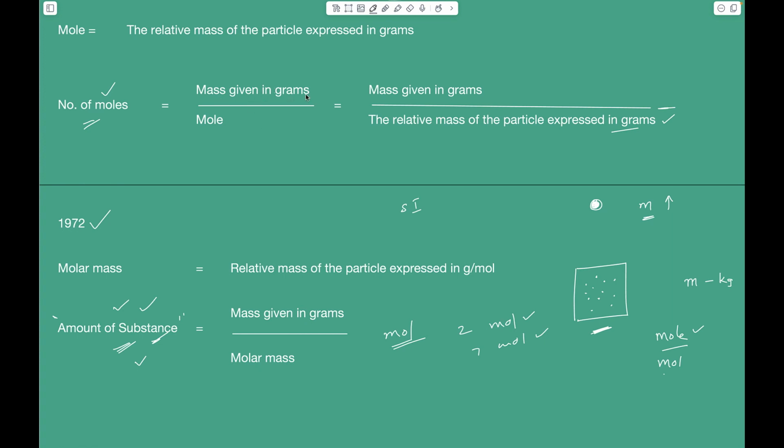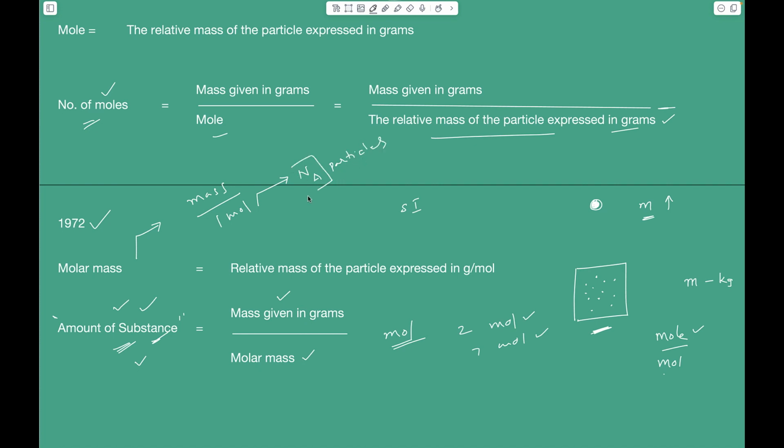Now, given the mass of the substance in grams, how do you find out the number of moles? You divide the given mass in grams with mole, that is the relative mass of the particles expressed in grams. Similarly, to get the amount of substance, you have to divide the given mass in grams with what is called molar mass. What is molar mass? By definition, molar mass is the mass per 1 mole of the substance. And again, by definition, 1 mole of any substance contains an Avogadro's constant of particles, to be precise.